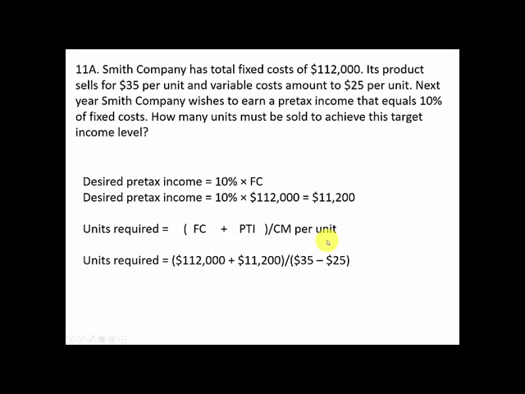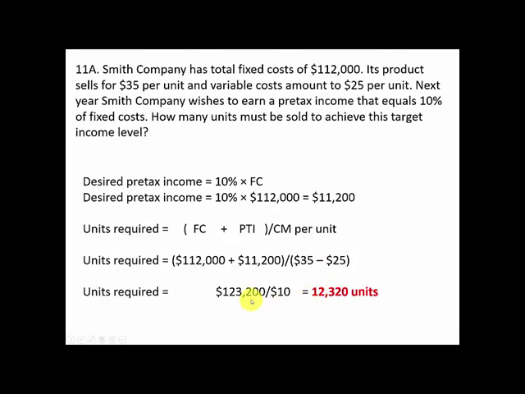So let's plug in the things we know. $112,000 plus the pre-tax income of $11,200, which was that 10% of the fixed cost. Add those together and divide them by the contribution margin, which is selling price minus variable cost, which is $10.